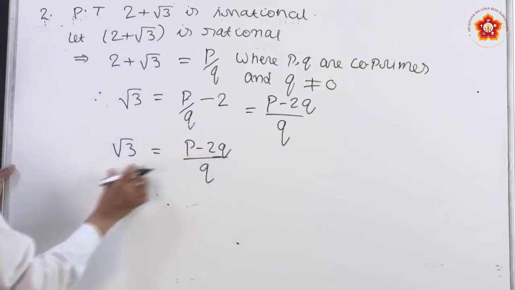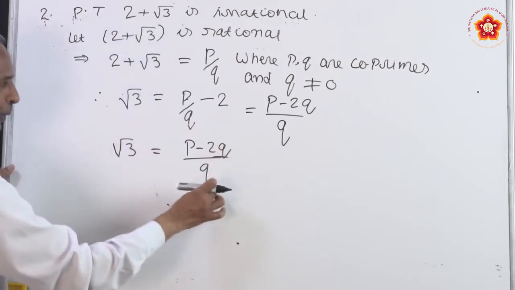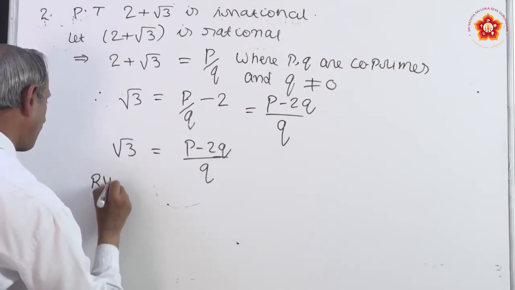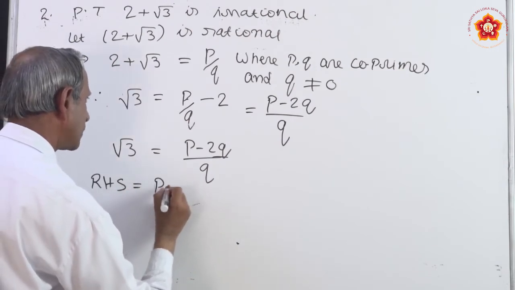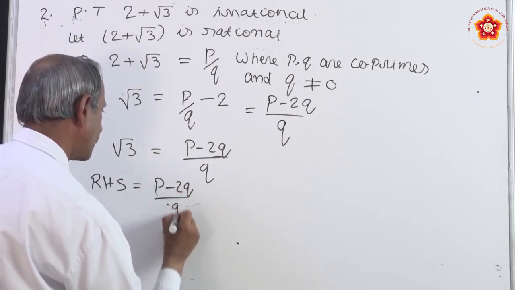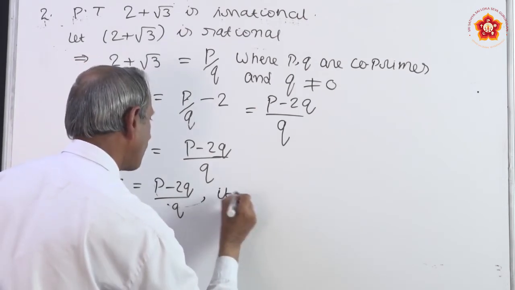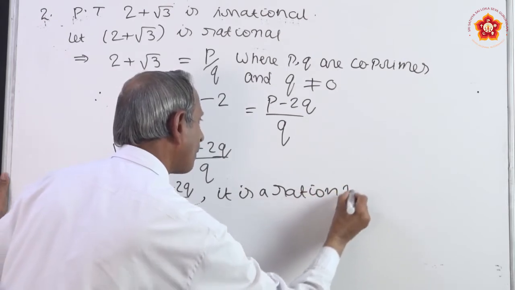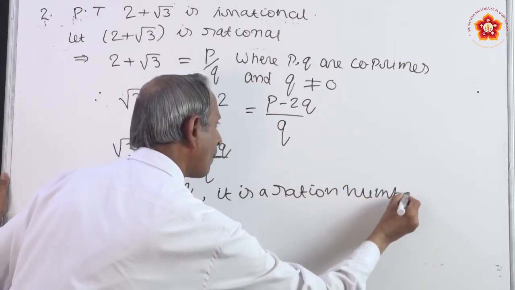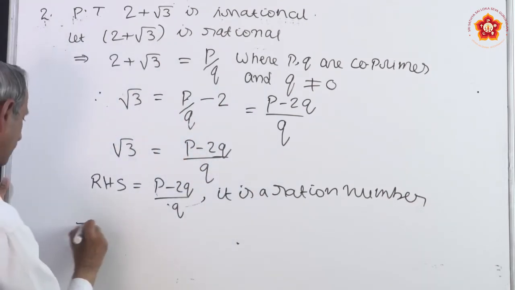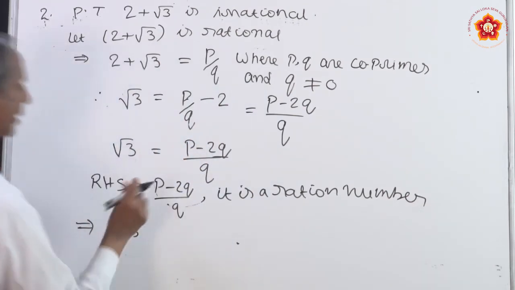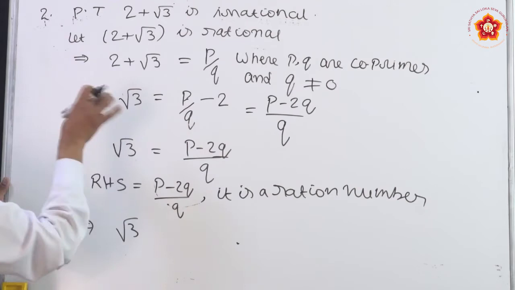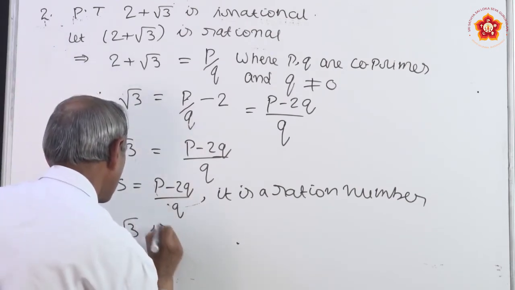Here, the right hand side, p minus 2q divided by q, is in the form of p by q. It is a rational number. That implies root 3 is also a rational number, because LHS is equal to RHS. Therefore, if the right hand side is a rational number, then the left side also implies that root 3 is rational.